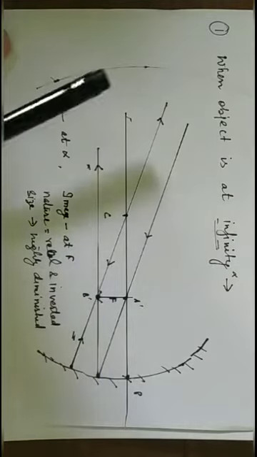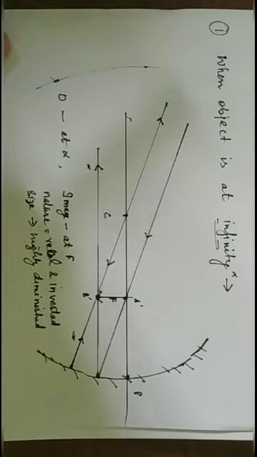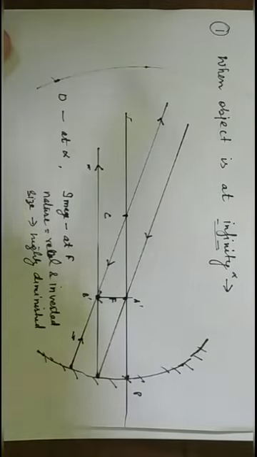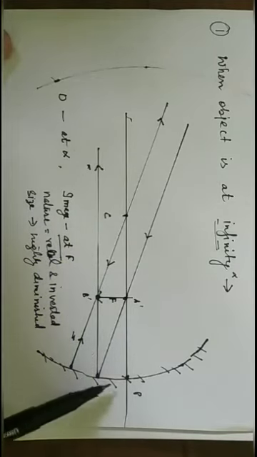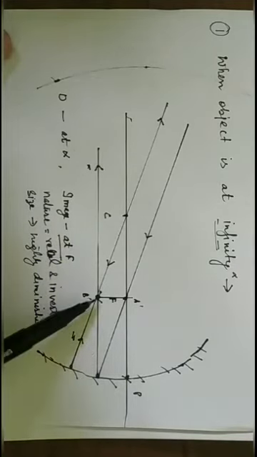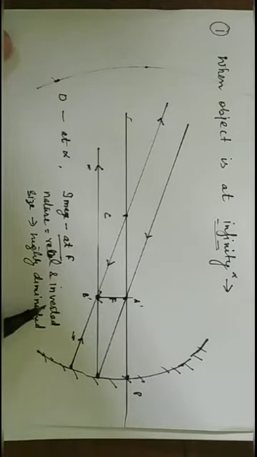Here, when your object is at infinity, your image will always be formed at the principal focus. Since the rays are actually meeting after this reflection at this point, it is real and inverted. And what is the size? The size is highly diminished, because a far away object is bigger in size and the image will be very small.